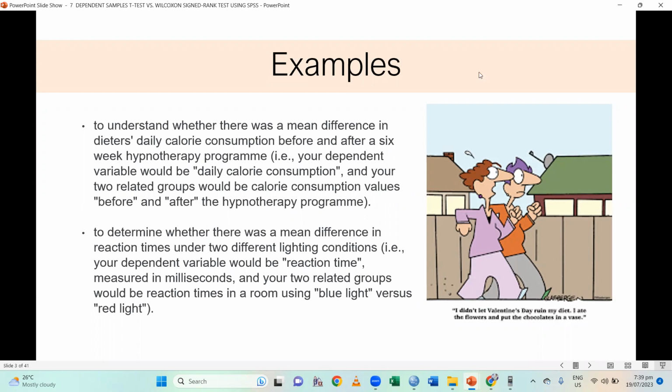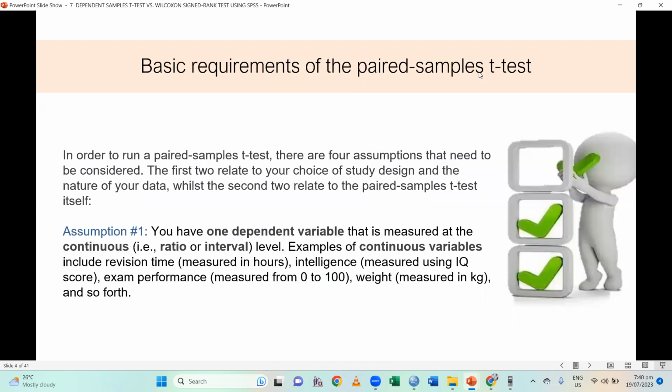Now, here are some of the basic requirements for using the paired samples t-test or dependent samples t-test. In order to run a paired samples t-test, there are four assumptions that need to be considered. The first two relate to your choice of study design and the nature of your data, while the second two relate to the paired samples t-test itself.